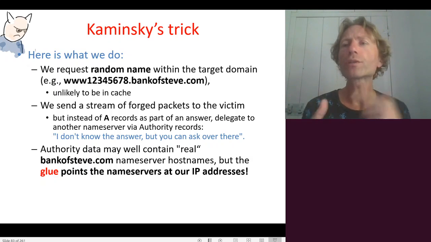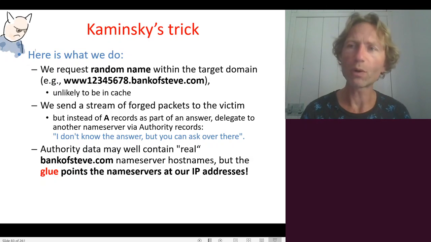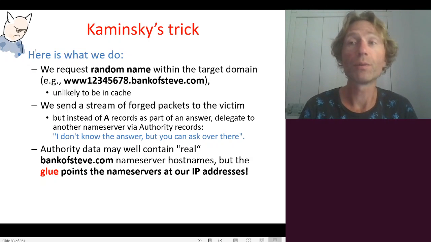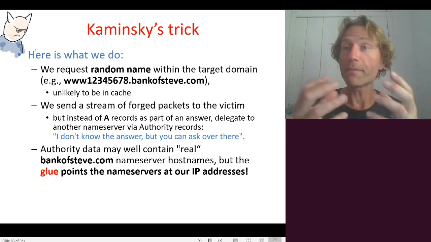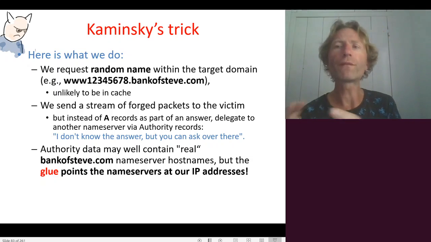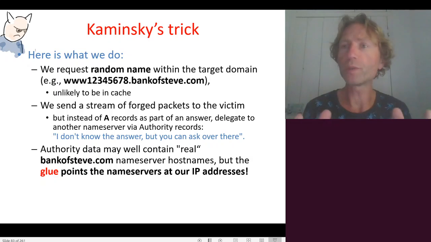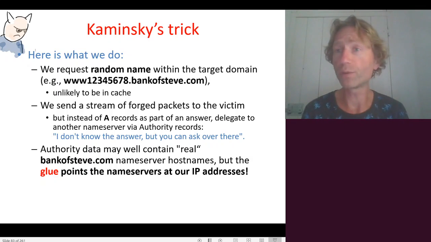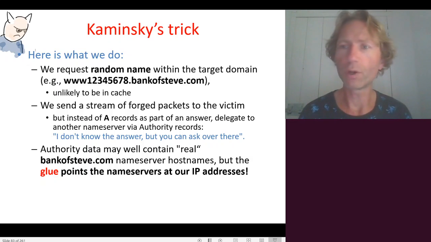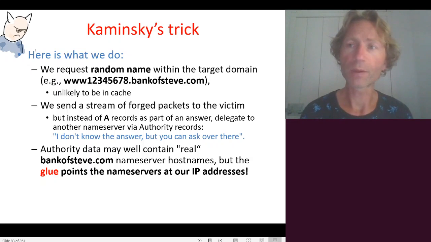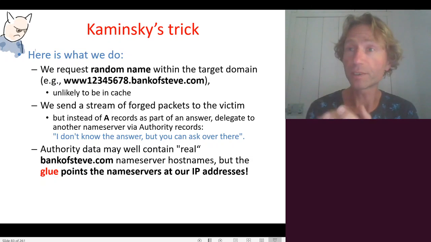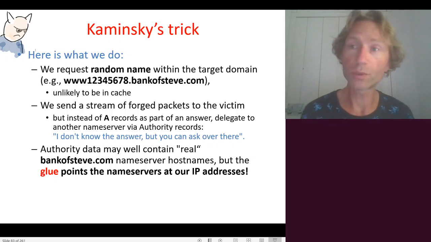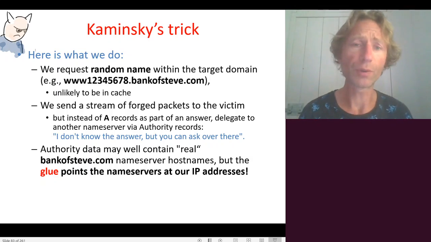Okay, and then we also reply with a stream of forged DNS responses, with the hope of having a match with the query ID. For instance, we could forge the replies coming from the root name server or the top-level domain name server, or maybe even the name server of bankofsteve.com. But we also have to get that query ID right, the 16-bit number, which we could do in different ways. Maybe we could again use a birthday attack, but let's not go there now.